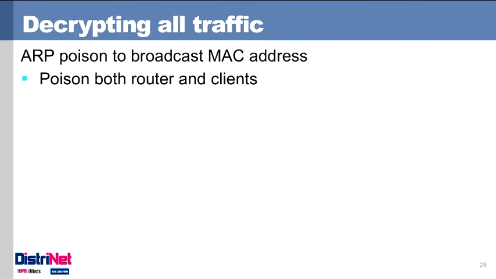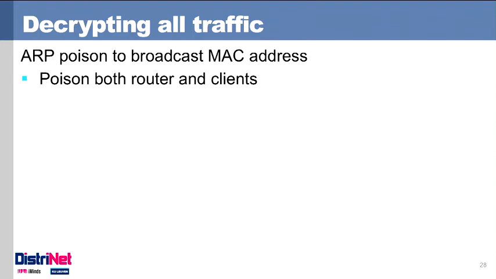So we can now inject unicast packets. So how are we able to decrypt most of the other traffic? Well, the idea is very simple. We simply ARP poison all the other stations to the broadcast MAC address.